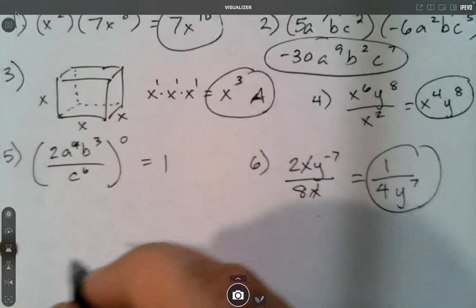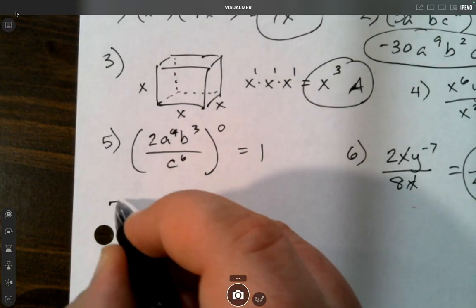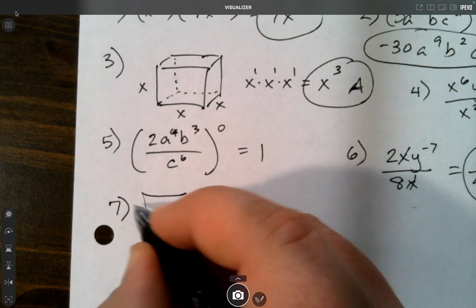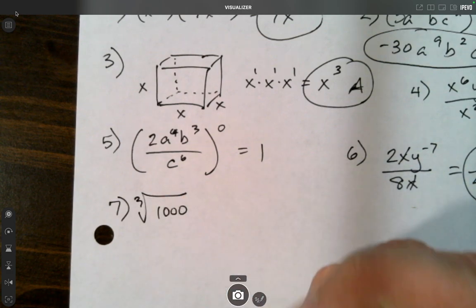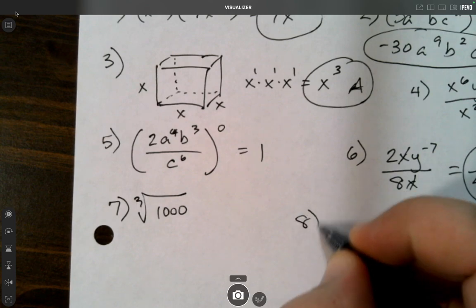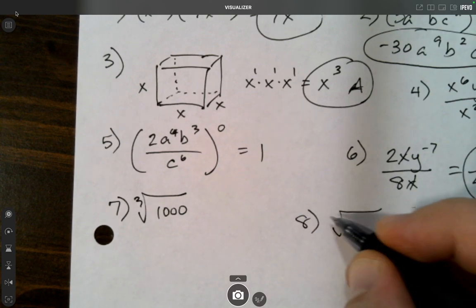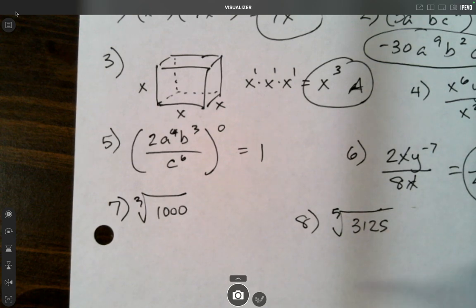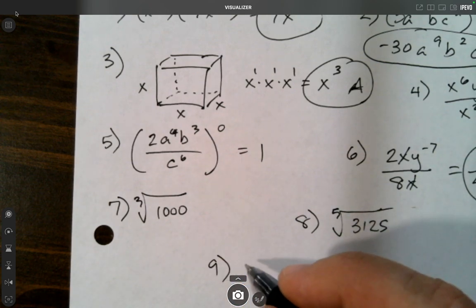Okay, for 7, 8, 9, and 10, these are things we can do in the calculator. Yeah, the cube root of 1,000. I'm just going to write them all first, then I'll pull up my calculator and we'll do them from there.